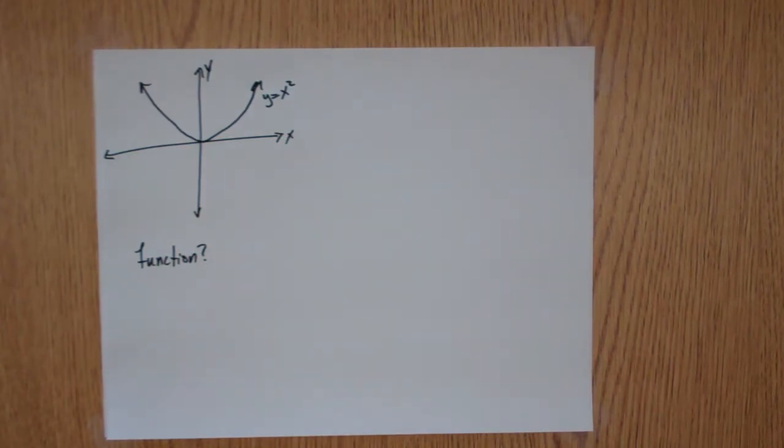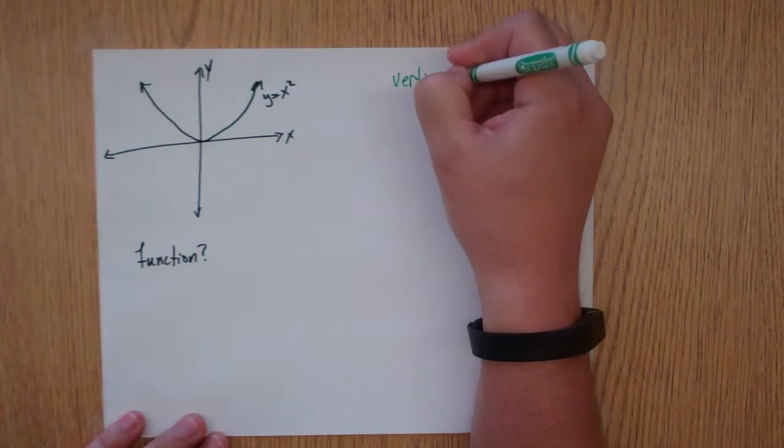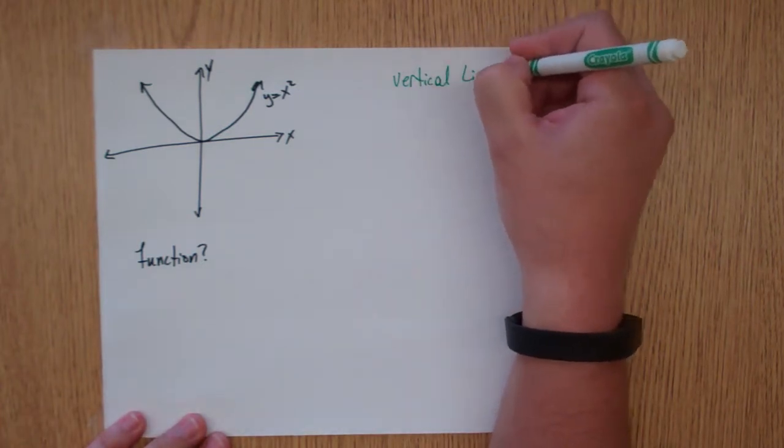Well, just because you can draw it on the graph doesn't necessarily make it a function. Because remember, for a function, for each input, you get only one output. So for each x value, you get only one y. Here's the easy way to tell that. It's something called the vertical line test.